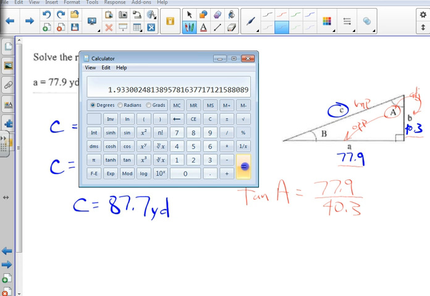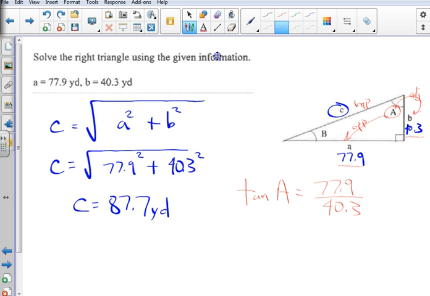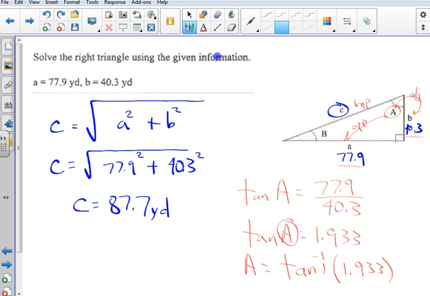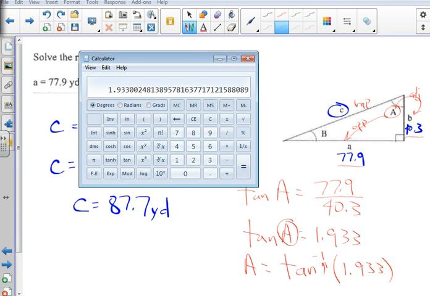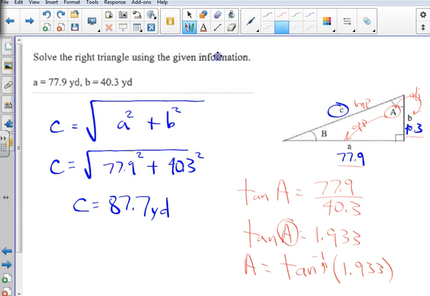I get 1.933, we'll say. So the tangent of angle A is 1.933. Well, if I want to find angle A, that means I'm going to take the inverse tangent of 1.933. So when the angle is the thing we don't know, that's when we use the inverse tangent. So I go to my calculator. Since that number is already on the screen, I'll just hit inverse tangent, and that's 62.6. So A is 62.6 degrees.